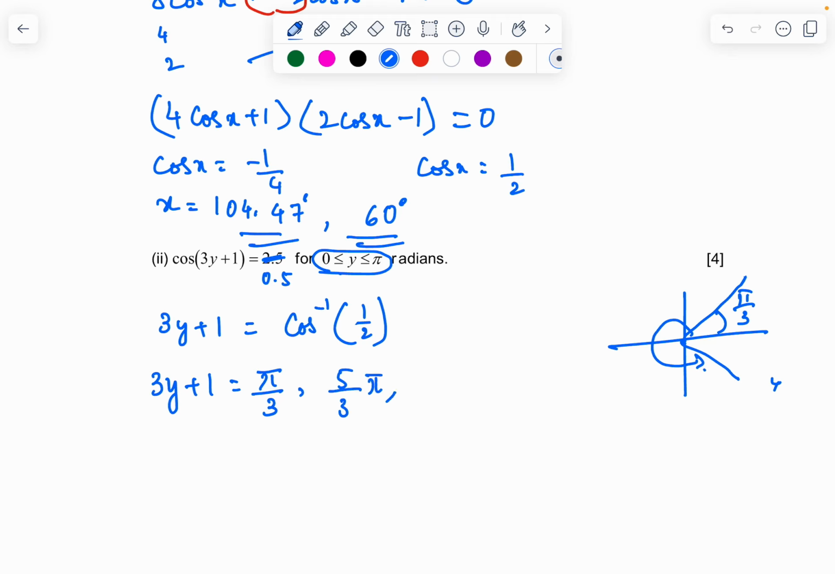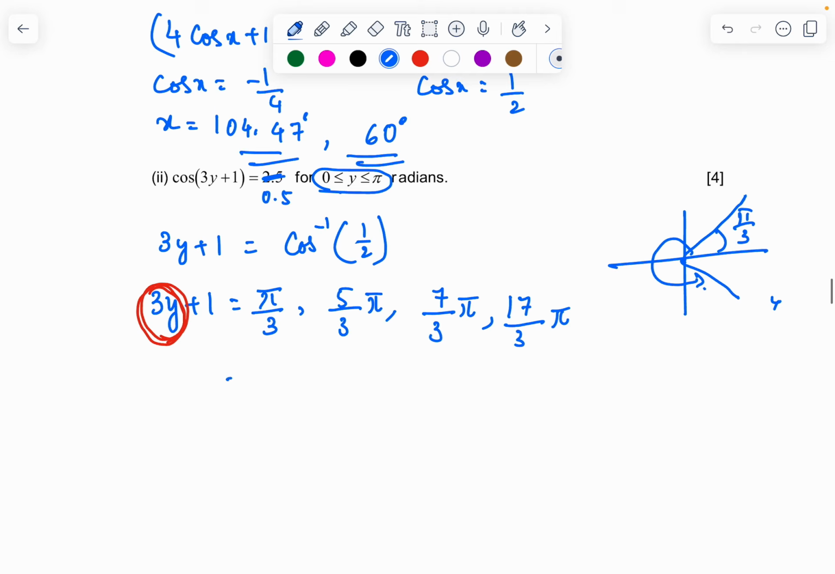Why do we need to take more values? Because you can see that all these values are getting divided by 3. So basically you can get more values. So I will also get another value, the third value 7 pi by 3, comma 17 pi by 3. I'll get the four values first and then check later.